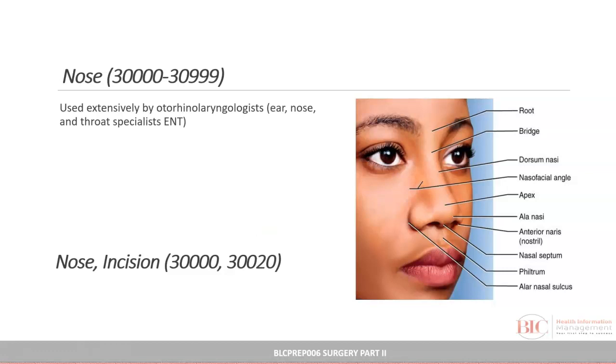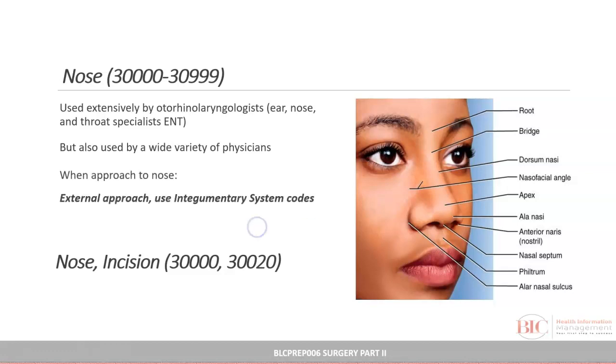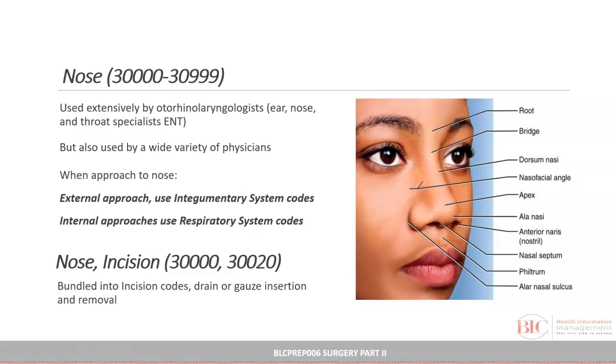This section is used extensively by ENTs or otorhinolaryngologists. Can never say that word correctly, so we always call them ENTs. But a variety of physicians can also use these codes. When there's an external approach to the nose, if they're doing outside of the nose, you're going to use your integumentary system codes. Your internal approaches, you're going to use your respiratory system codes. Bundled into incision codes are drain or gauze insertion and removal, so you would not code for those separately.